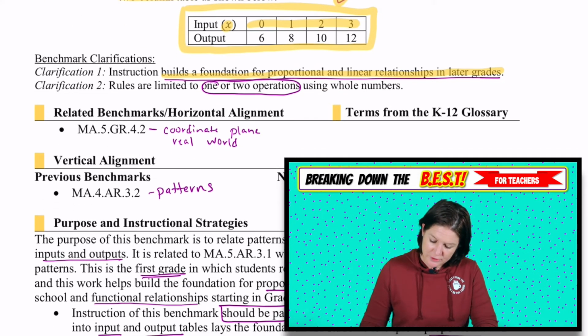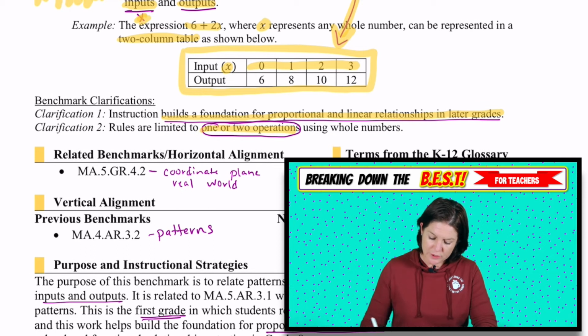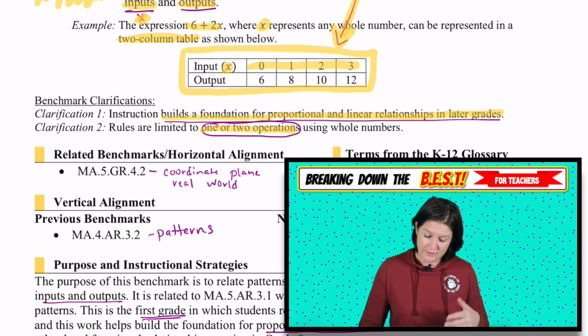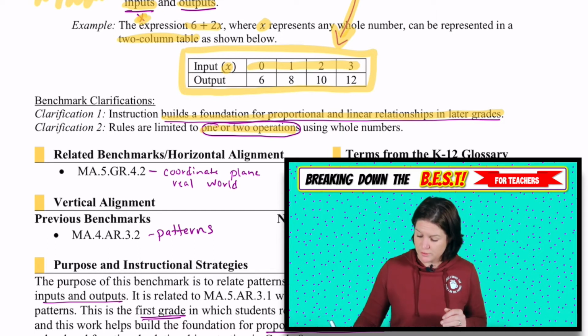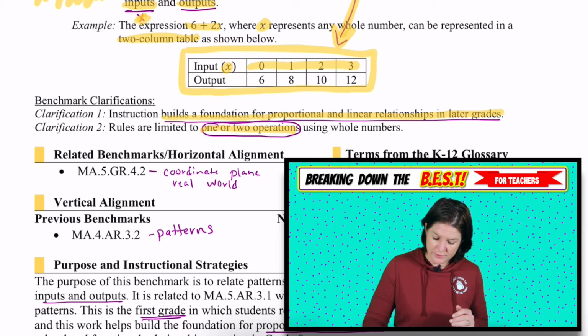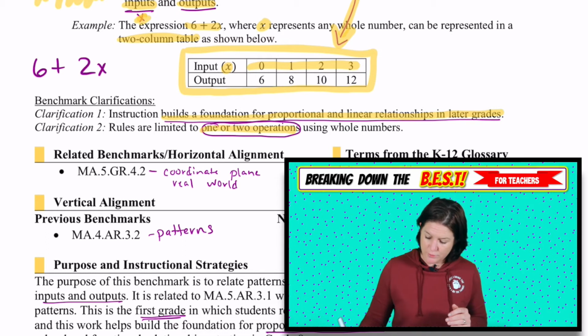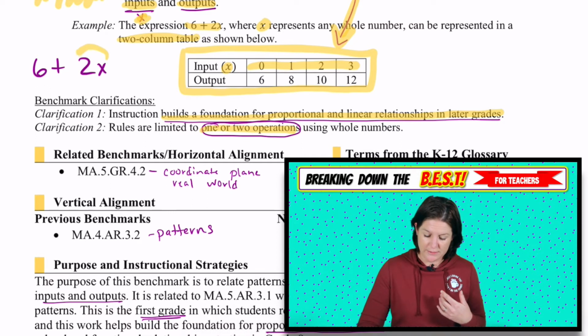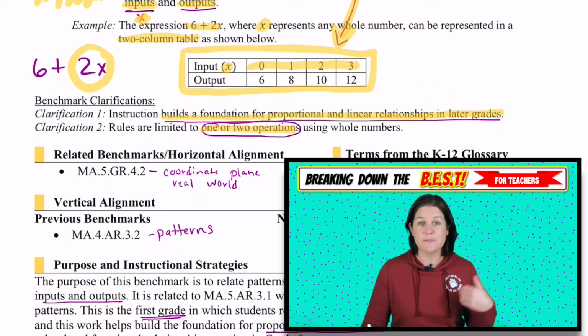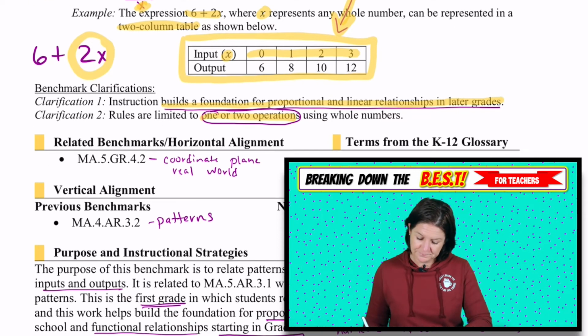Rules are limited to 1 or 2 operations in the example and for the expression in the example. I would say that the example that they gave us has 2 operations because we're multiplying the coefficient. Let me show you. Here, 6 plus 2x, this example has 2 operations in my opinion because we're multiplying the coefficient times the input and then adding 6, okay?